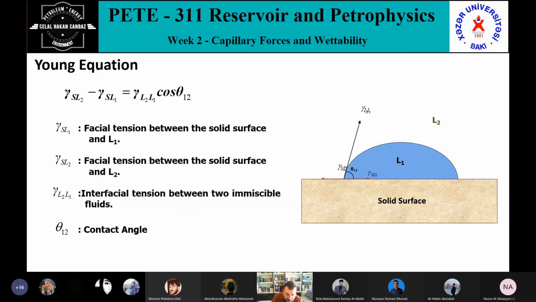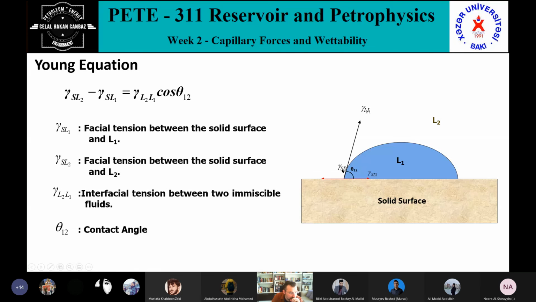This is an equation which has been developed by Young, called the Young equation. Herein, the interfacial tension between the solid surface and the liquid one, so liquid one, liquid two, let's say water, oil.